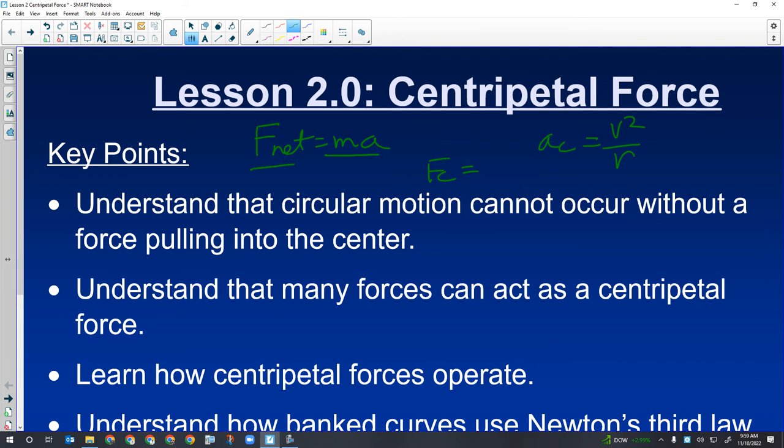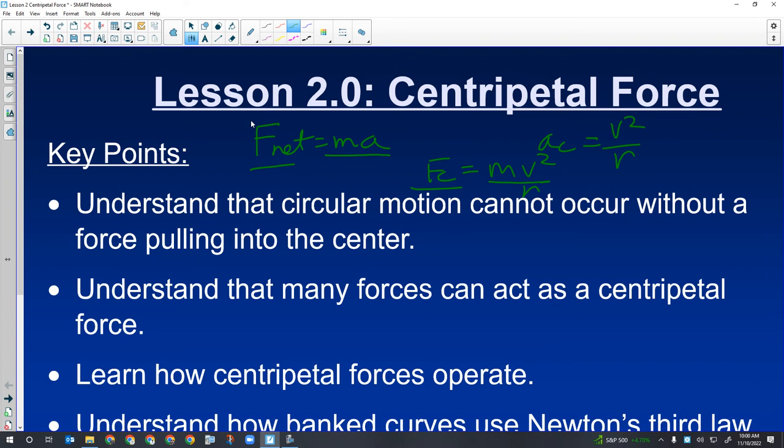F net is mass times acceleration. So it would be mass times your centripetal acceleration. Right? Because that's still mass times acceleration, but now it's applied to a circle. So, Newton's second law is still a thing in this unit. Now it's just being applied to a circle. Centripetal force is mass times centripetal acceleration, mv squared over r. You're going to use that formula all the time.